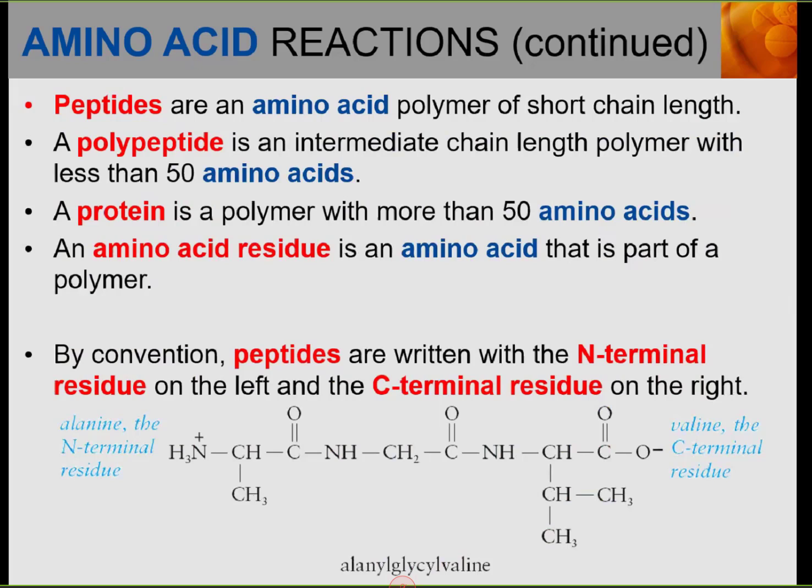The amino group is called the N-terminal residue, and the carboxylic group is called the C-terminal residue. So what you're looking at on this screen is a tripeptide made up of alanine, glycine, and valine in that specific order.